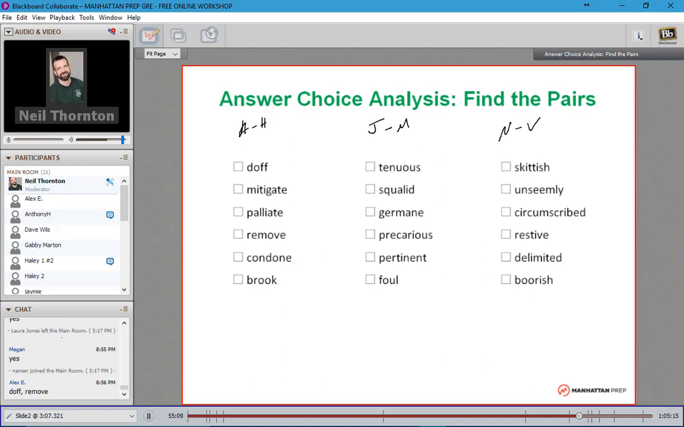All right, so doff your hat and remove your hat. Those two things definitely match here. All right, what else we got? We got squalid and foul. I'm going to keep playing with squalid apartment, foul apartment. Reminds me of my 20s.